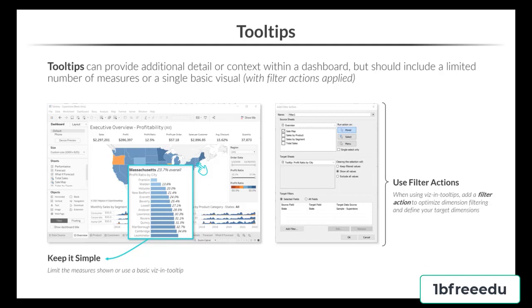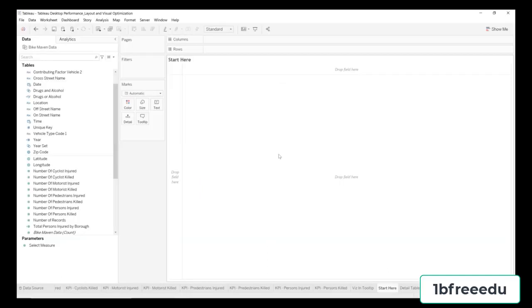To further refine the viz-in tooltip filtering, apply a filter action as well on the specific dimension that you would like to push. Now that we've talked high level about tooltips, let's go into our own workbook and modify it a bit. Okay, so we're back in Tableau Desktop Performance Layout and Visual Optimization Workbook.